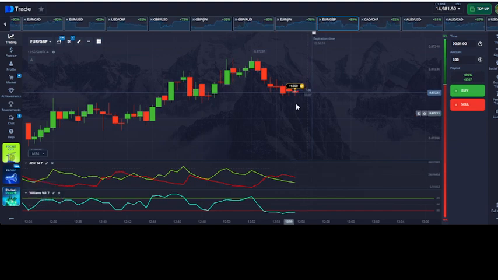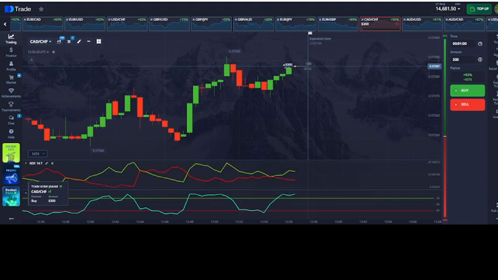Okay, so that trade was a tie, neither a win nor a loss. All right, so let's pause the video and look for the next setup. Okay, so I'm on the Canadian dollar Swiss franc, and I just took a buy trade here.